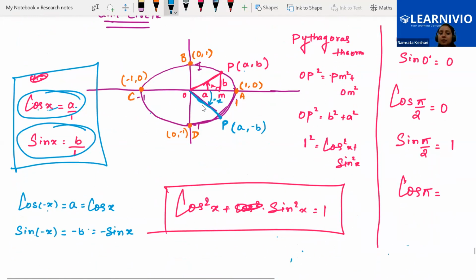When we have taken a comma b as a point P, then we found that a means cos x and b means sin x. And from there we registered it in our mind that x coordinate means cos x, y coordinate means sin x.